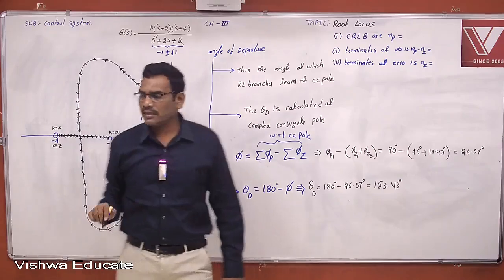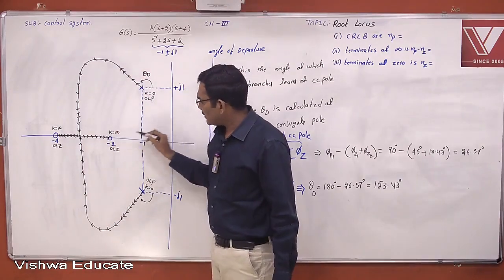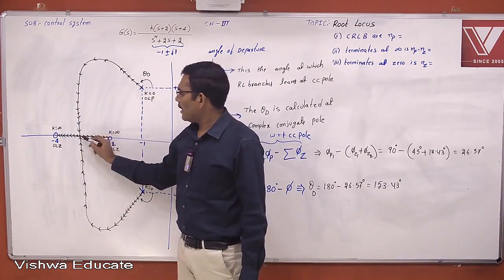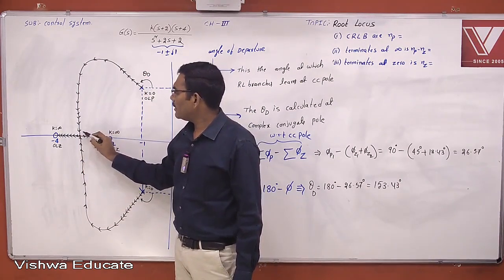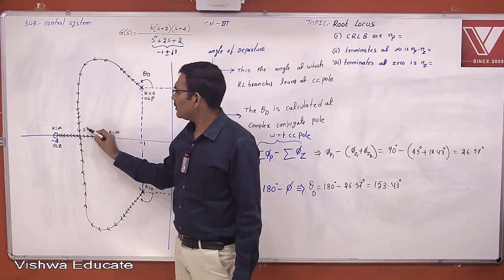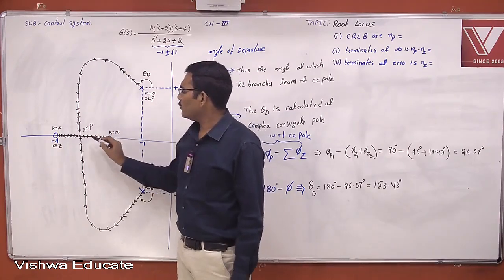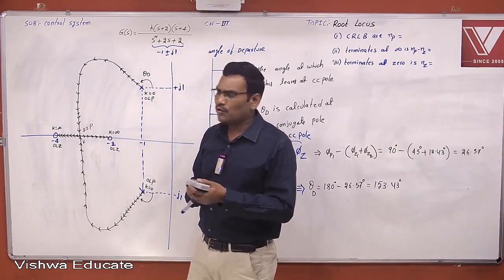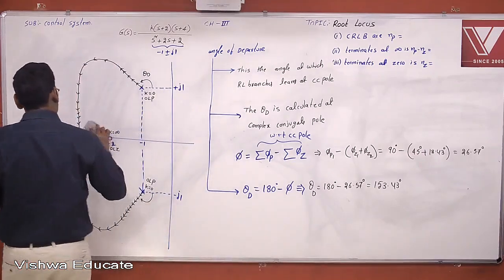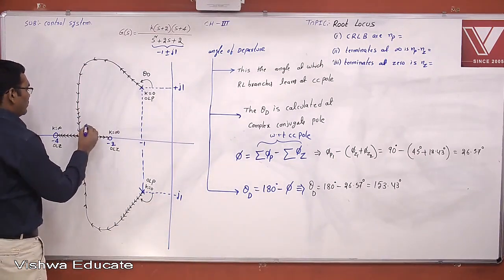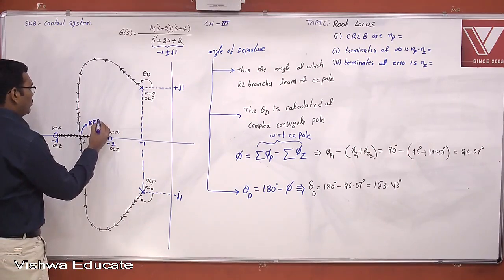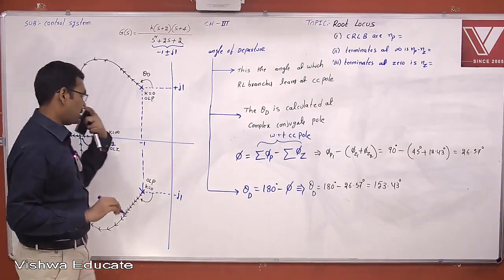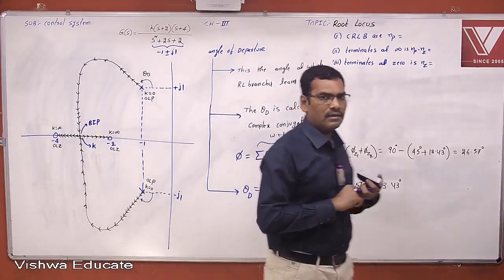Now, the root locus diagram starts at poles and ends at zeros. With this particular angle, this particular point is called the break-in point. And there you can find the system gain also. You know how to find the break-in point, and you know how to find the gain at the break-in point.